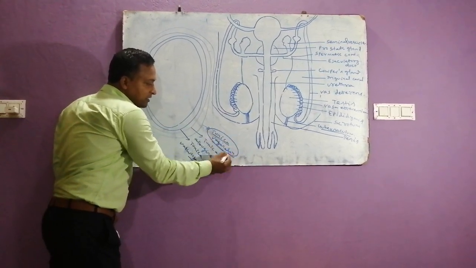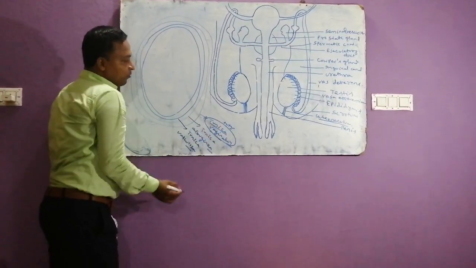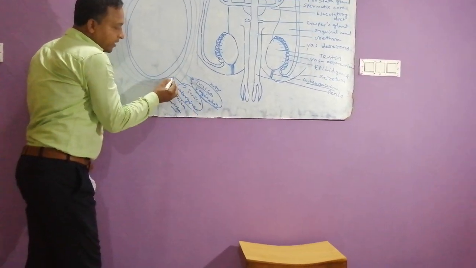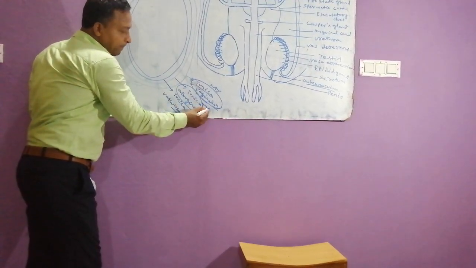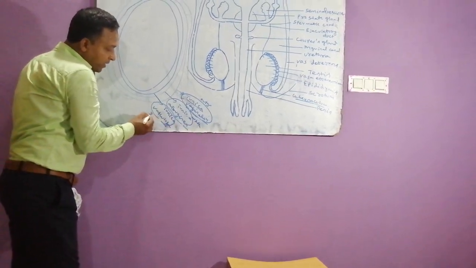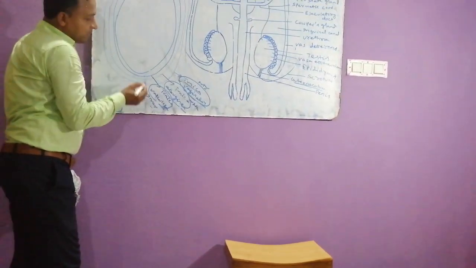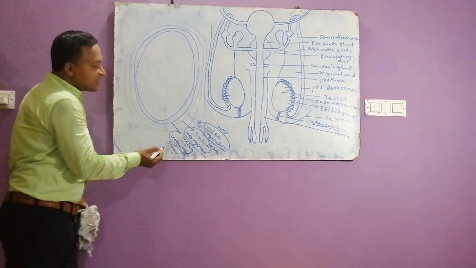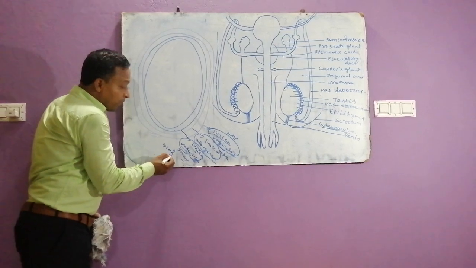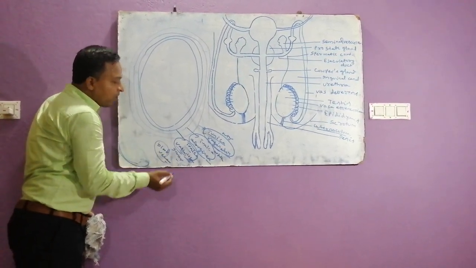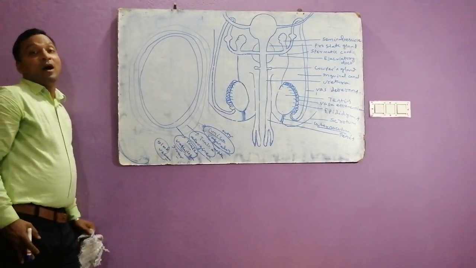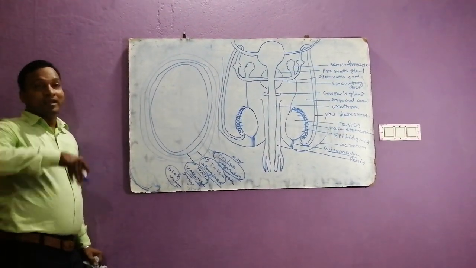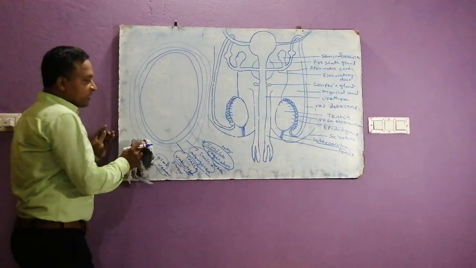The three coverings around the testis: the outer is called tunica vaginalis, the middle one is called tunica albuginea, and the innermost is called tunica vasculosa. It is named tunica vasculosa because it is rich in blood vessels. So these are the three coverings around the testis. Next, we will talk about the next part.